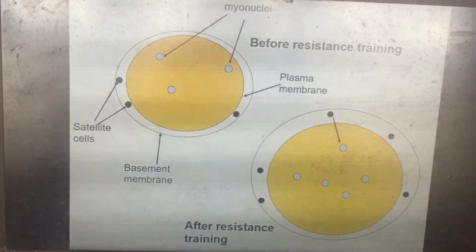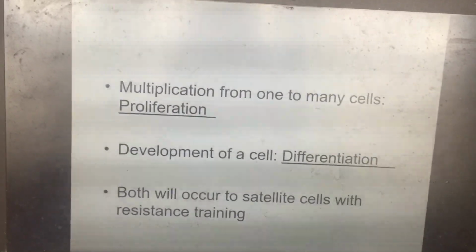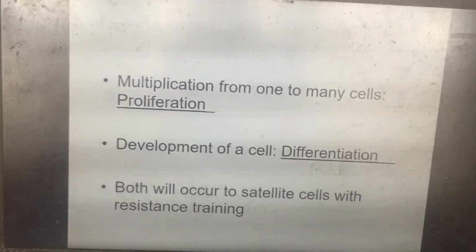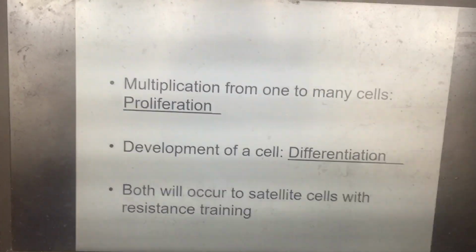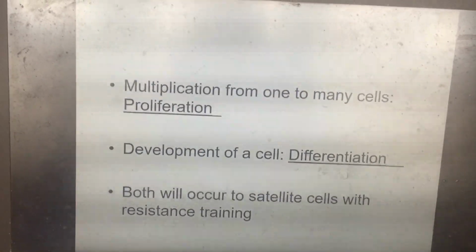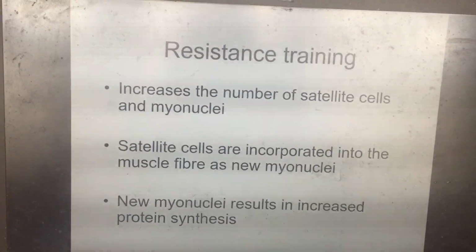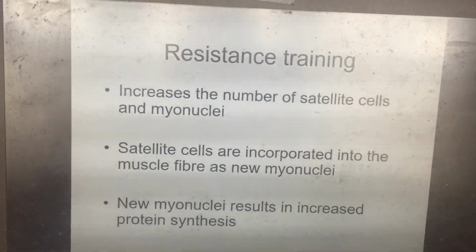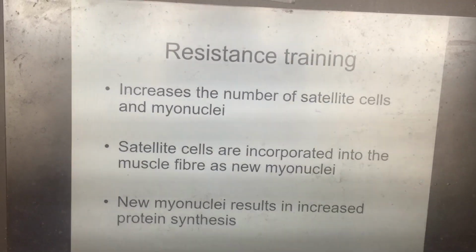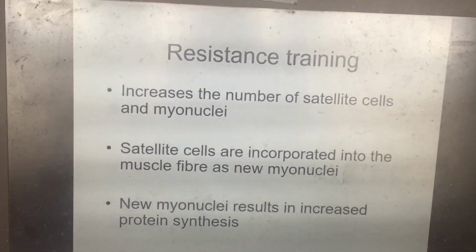There are your satellite cells. So two things happen with exercise training, especially resistance training. You get multiplication of the satellite cells, so proliferation. And then you get the satellite cells turning into myonuclei, and that's called differentiation. So both occur to satellite cells with resistance training. So this is a summary. Resistance training increases the number of satellite cells and myonuclei. The satellite cells get incorporated into muscle fibers as new myonuclei, and this results in increased capacity for protein synthesis.